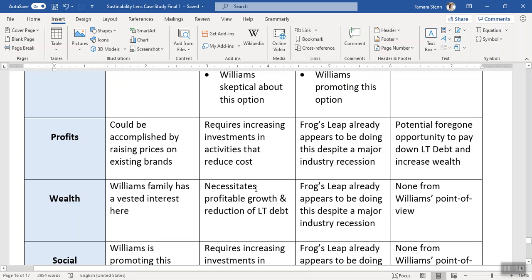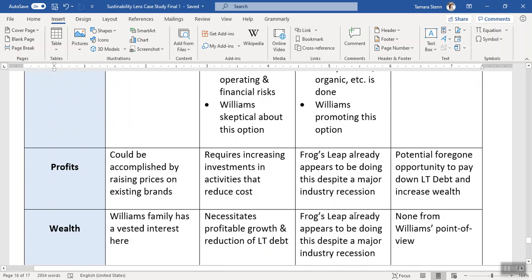The cons, the flip side of that, is you need profitable growth and a reduction of debt. The whole family is tied up in this. If this thing fails, the whole family fails, right? So it's not just some little side project. This has the family directly involved, okay? So that makes it a little more precarious.